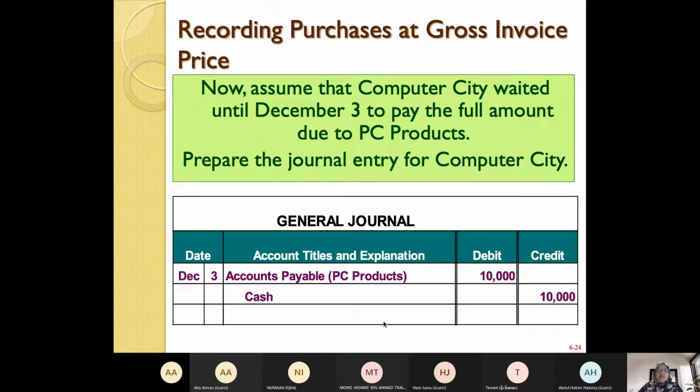Now assume that Computer City waited until December 3rd to pay the full amount. So when you first purchase on November 3rd, you make payment on December 3rd, which is within 30 days. So will you receive a discount? No. Why? Because that is more than 10 days. So because of that, there's no more discount. So when you make payment, you have to pay the full $10,000.